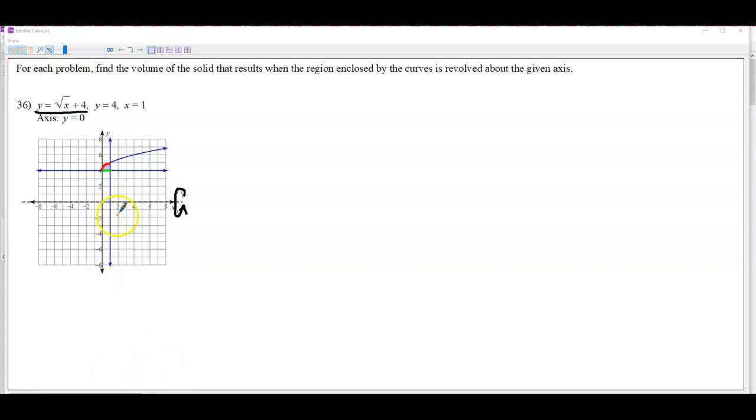So the radius of the red function is the distance of the red function from the x-axis. And so that's just going to be found by big radius is equal to the function, which I'll call y1, this guy right here, minus the x-axis, which is 0. And that just simplifies to this.